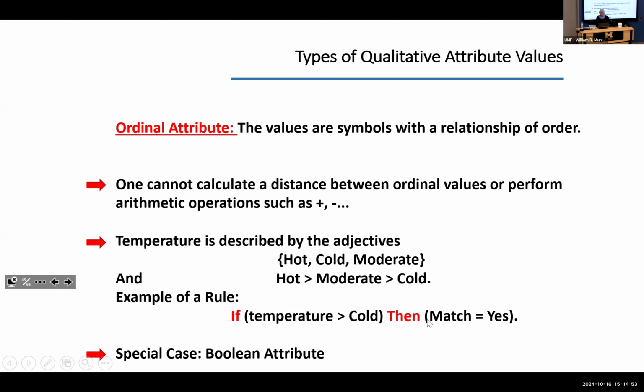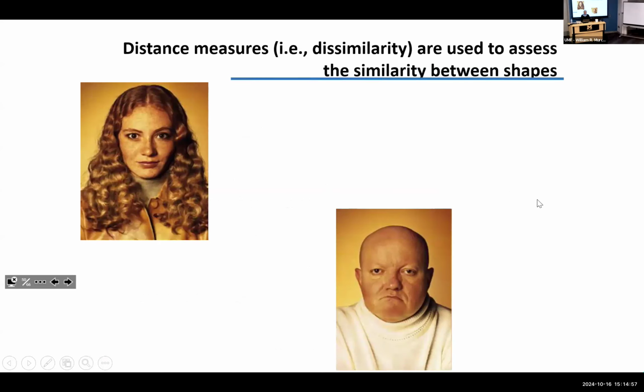Then there would be a match. So match is equal to true, okay? This is an example. So last time also, Ayub was saying that an image, and you can see these two images, is a set of pixels, okay?